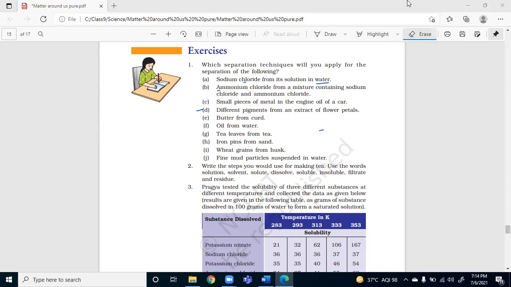Okay, are you able to understand how to use these chemical words in the steps if you want to make tea? You need to be creative. You need to use solution, solvent, solute, dissolve, soluble, insoluble, filtrate, and residue. So if you are writing by yourself, I can wait. And if you are unable to do this part, I can help you out.